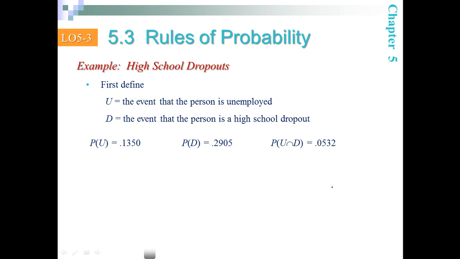We have 13%, 13.5%, 29.05%, and 5.32% respectively. And so now we can say, what's the probability that somebody's unemployed given they are a dropout? Well, given that you're a dropout, that's now the relevant universe. So the biggest that probability is going to be is 0.29. How much of that is made up by the unemployment category? Well, it turns out to be just the intersection of that with D. So we get about 18.31% for the probability that somebody is unemployed given that they're a dropout.